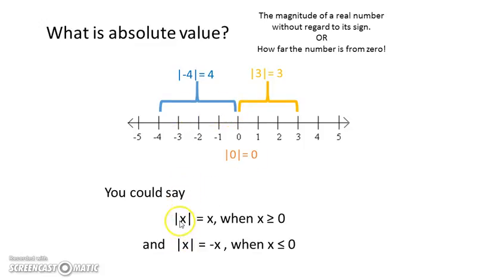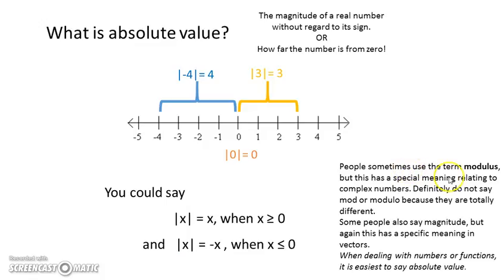It might be easier to remember this: the absolute value of x equals x when x is positive, and equals negative x when x is negative. So if x is bigger than 0, it's just x. If x is less than 0, if it's negative, then you negate it, so it'll be a positive number. Absolute value is always a positive number, or 0.